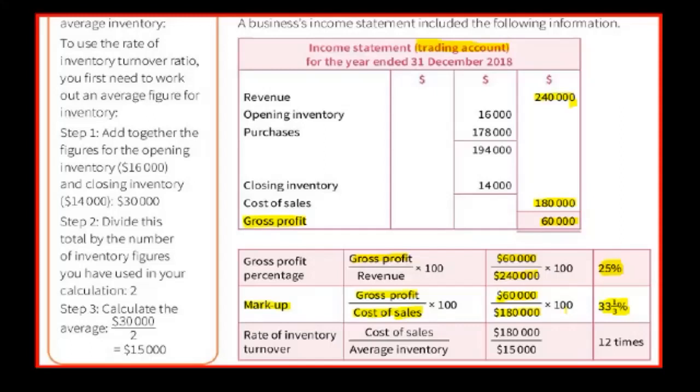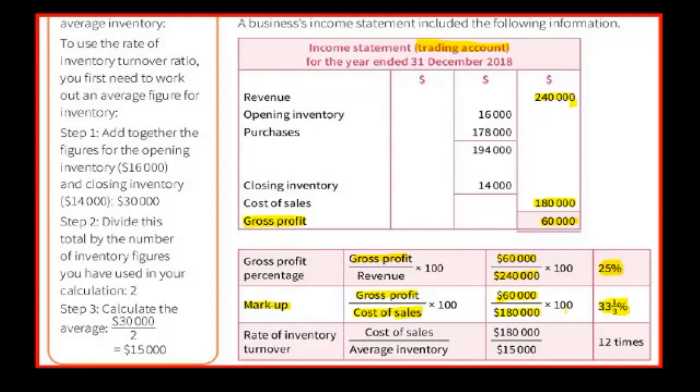Okay, so we can look at it another way too. For every $100 of purchases that we make, that's the cost of sales, we will be making $33.33 in profit. Sorry, I think I said it wrong. It's gross profit, not sales.